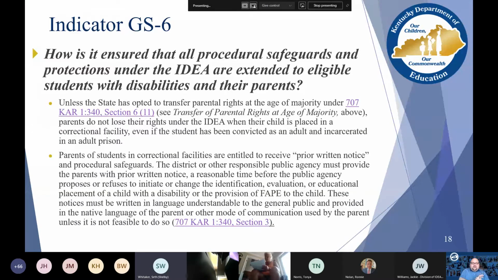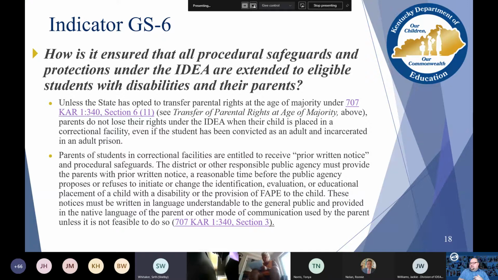So GS6, how does it ensure that all procedural safeguards and protections under the IDEA are extended to eligible students with disabilities and their parents? So unless the state has opted to transfer those parental rights at the age of majority under the KAR, parents do not lose their rights under the IDEA when their child is placed in a correctional facility, even if that student has been convicted as an adult and incarcerated in an adult prison. So again, those rights don't terminate just because the child has been charged as an adult and is held in an adult prison.